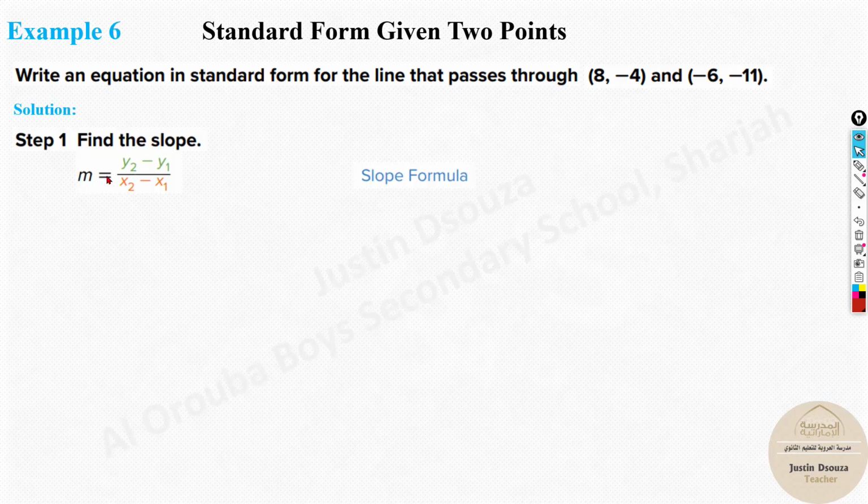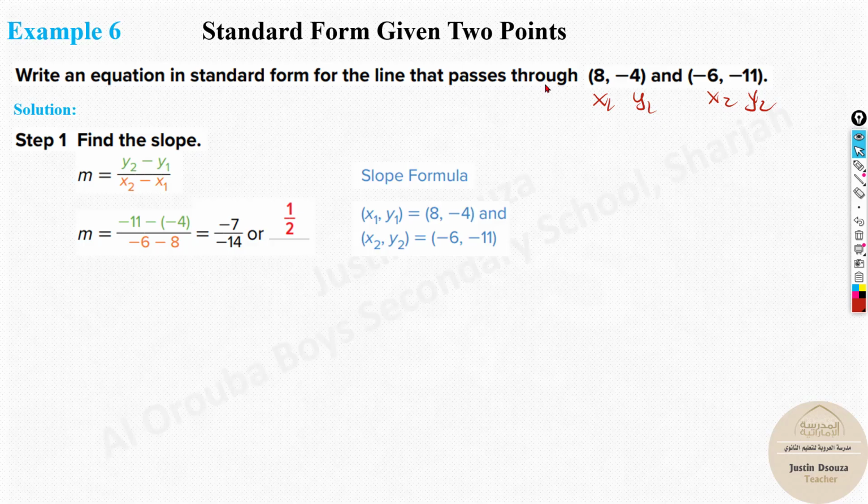Find the slope. m equals (y2 minus y1) by (x2 minus x1). What is x1 and y1? Up to you, but I choose the first one as x1, y1. Second one will be 2, y2. Next, all you do is substitute the values and then you will get the answer, half. Very good. That's the correct answer for the slope.